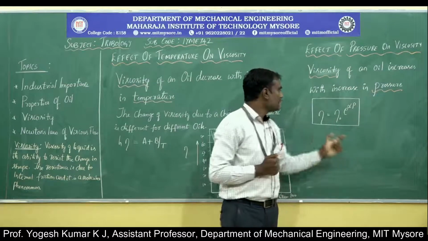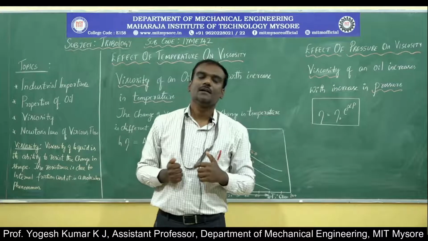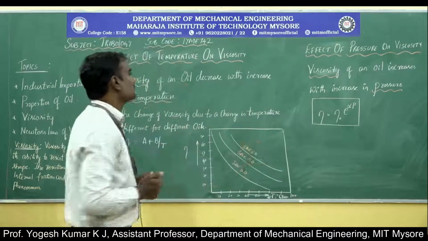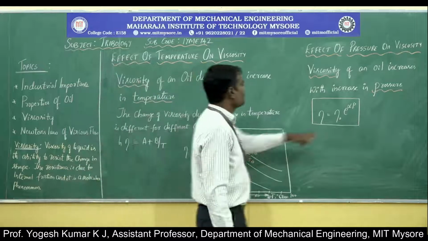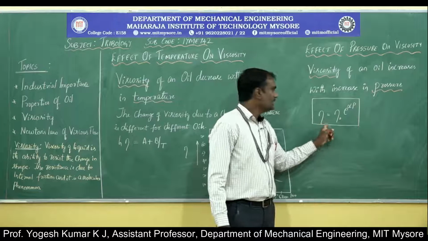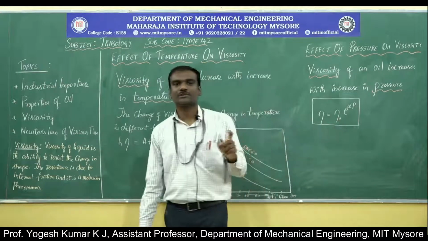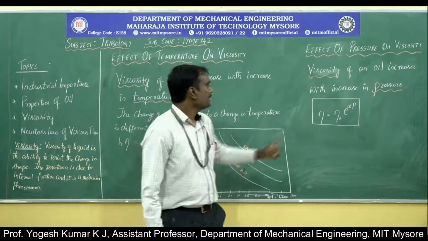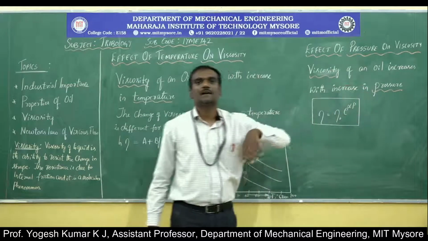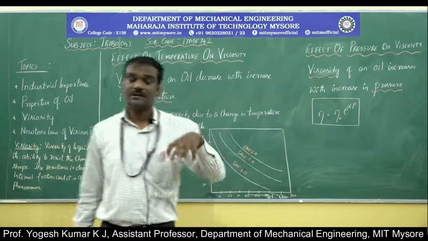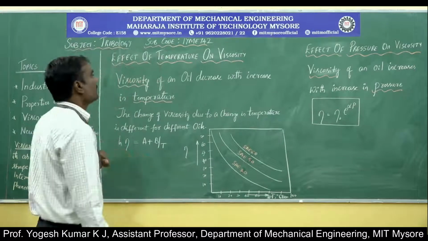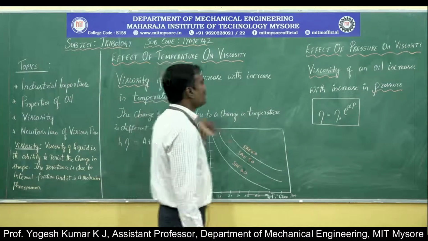Based on experiments, scientists have formulated eta equals eta naught into exponential alpha into P, where eta is the absolute viscosity, eta naught is the absolute viscosity at atmospheric pressure, and P is the pressure to which the lubricating oil is subjected. So these are the two effects of pressure and temperature on viscosity.